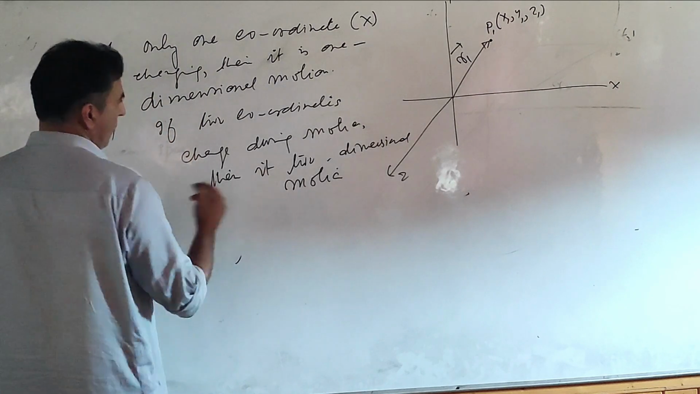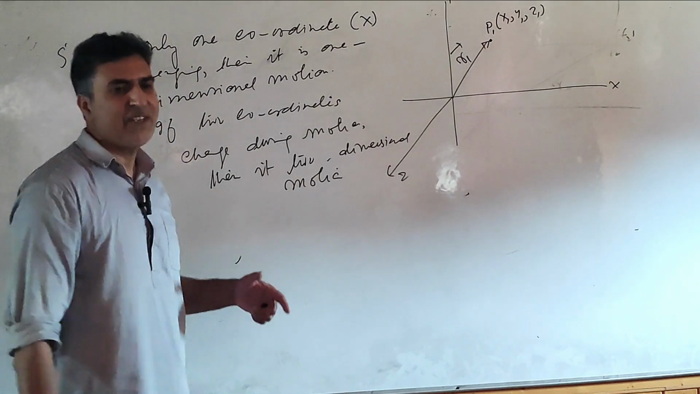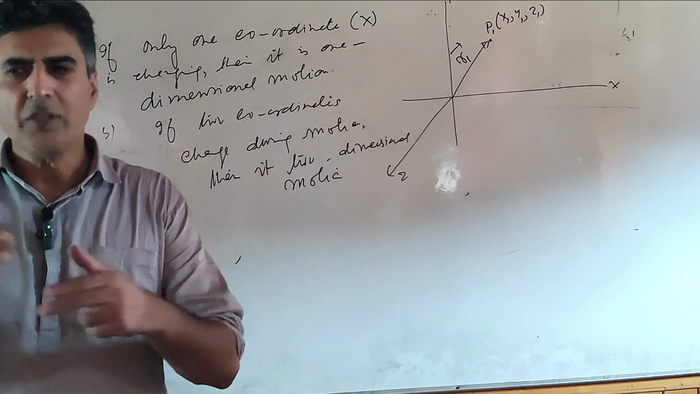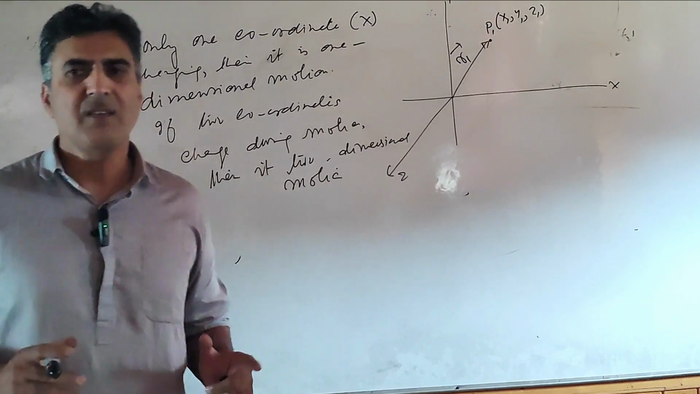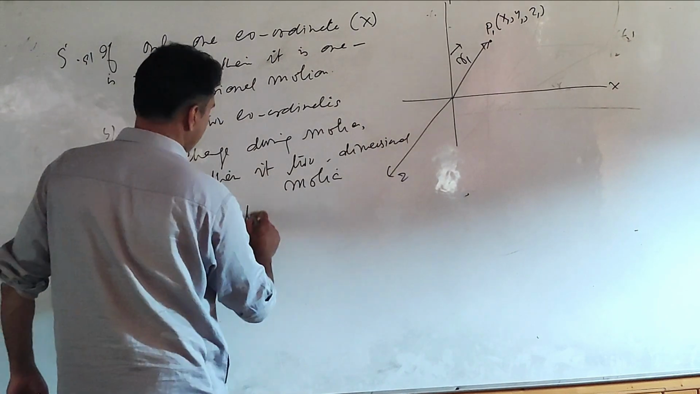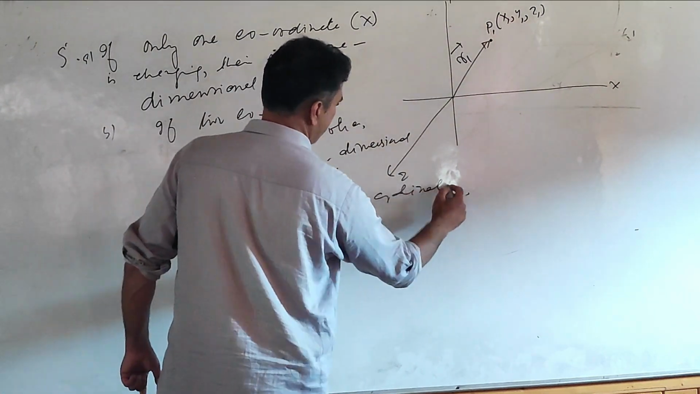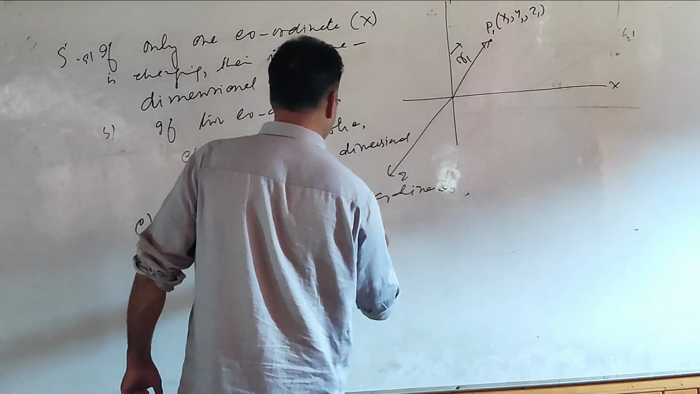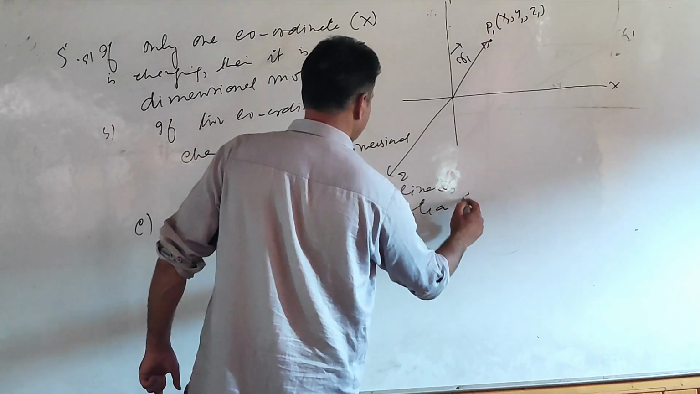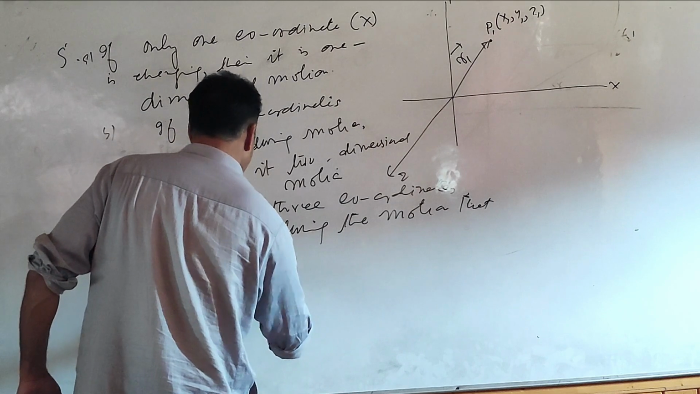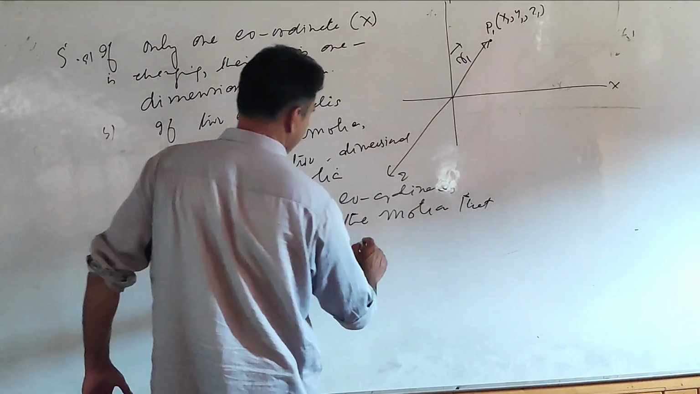See, obviously, if all the three coordinates change, then it is three-dimensional motion. So when the particle is in motion, if all the three coordinates change, that means the particle has a three-dimensional motion.